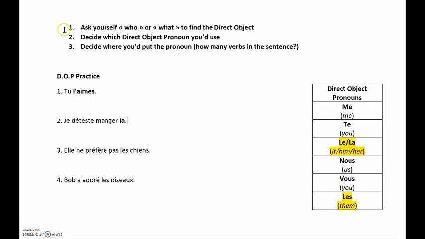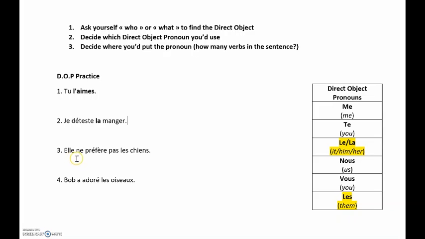Okay, so we've already done steps 1 and 2. Step 3 is decide where we're going to put the pronoun. So let's count how many verbs we have here. Je déteste manger la. I've got hate and I've also got to eat. So I've got 2 verbs. If I've got 2 regular verbs, remember the direct object pronoun will go right between them, in front of our second verb. So it becomes je déteste la manger, which essentially means I hate eating it, it being the salad.